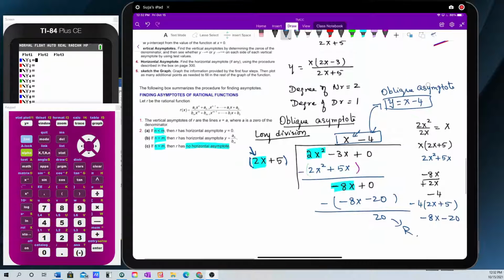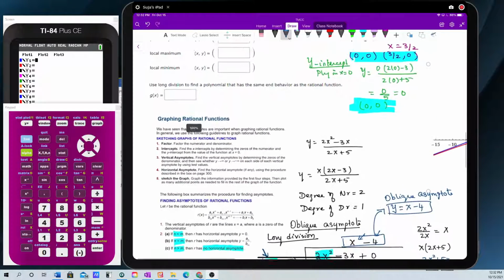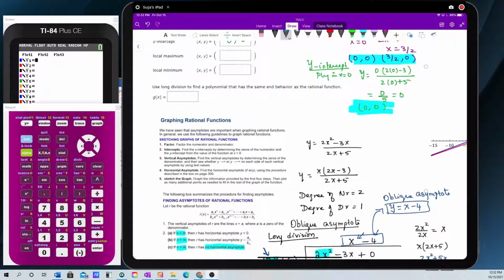Okay, so if I go back to the top of the question, it says use long division to find the polynomial that has the same behavior as the rational function. It's asking for the oblique asymptote here. So why put g of x, they already did for me. I would write x minus 4 here. It's a linear function.